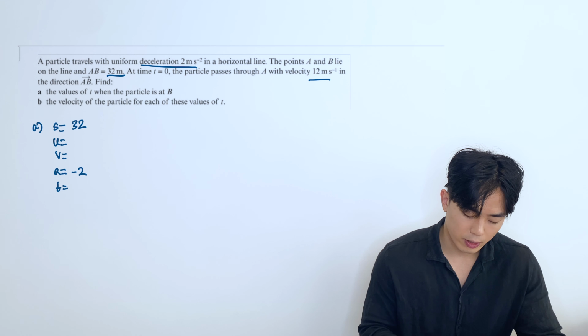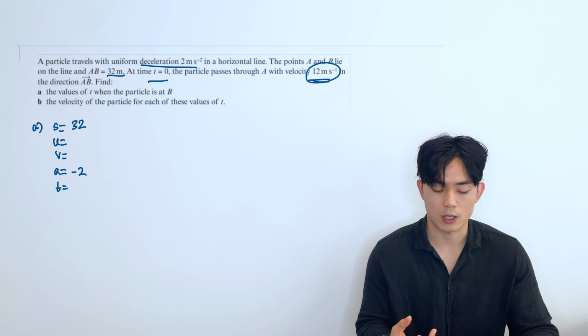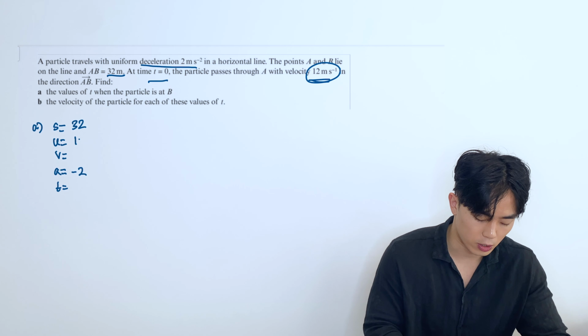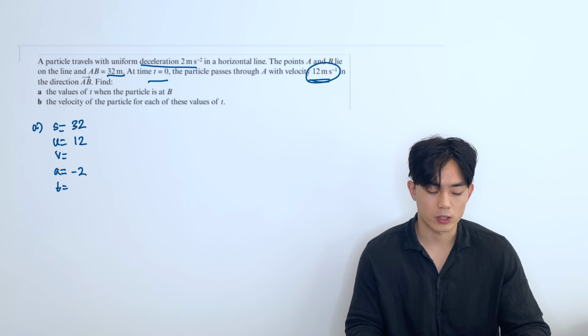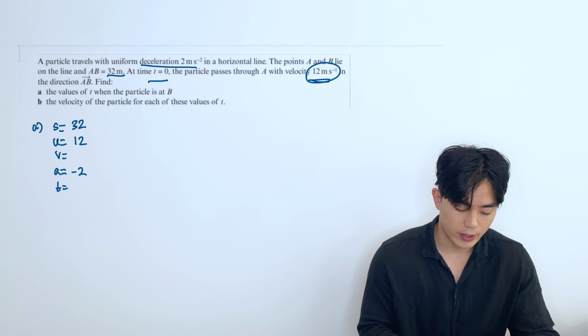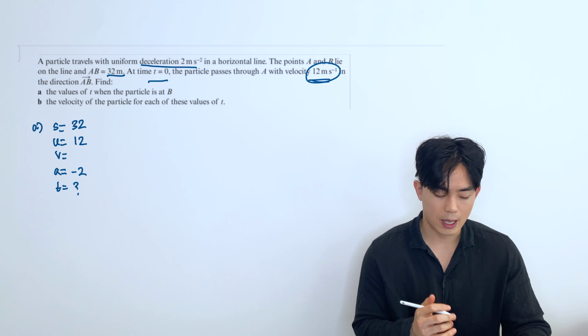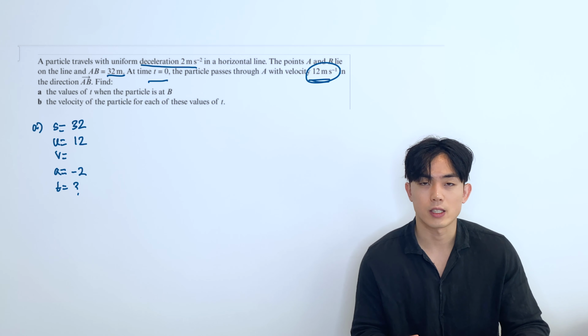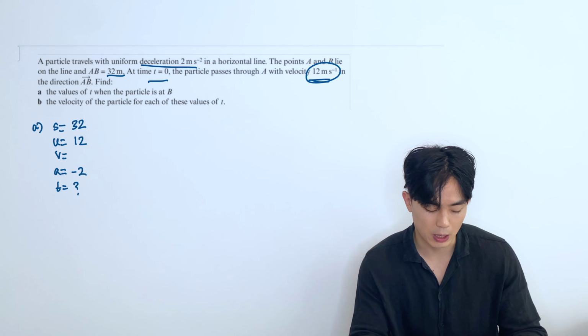At time t is 0, the particle passes through A with velocity 12. So t is 0 means it's the initial time, which gives us an initial velocity, so u will be 12. We don't really know anything other than that, so we know 3 values. It says find the value of t when the particle is at B, so we're trying to find t. Now we know s, u, and a. So you need to think of which one of the 5 equations we're going to be using.